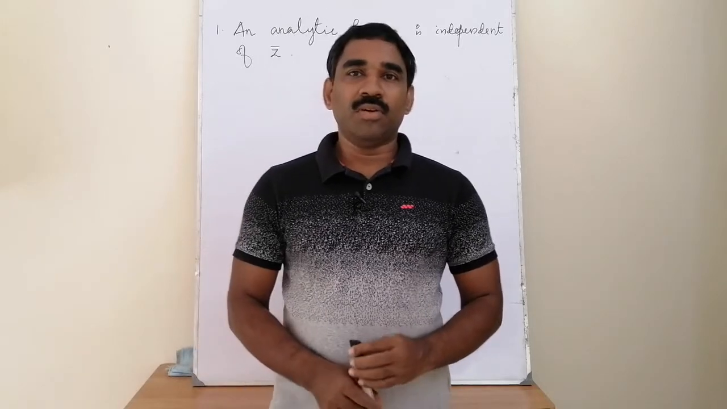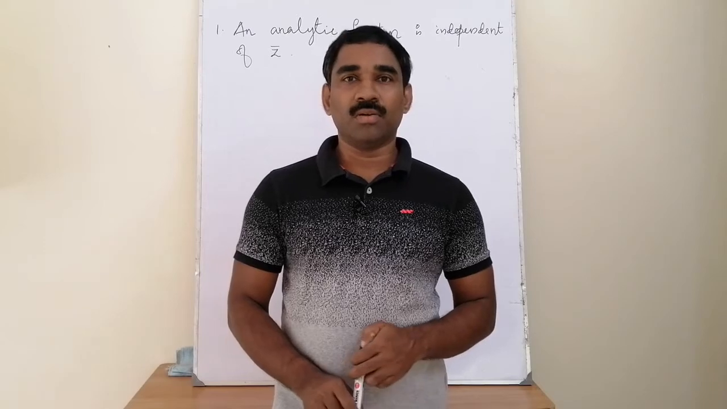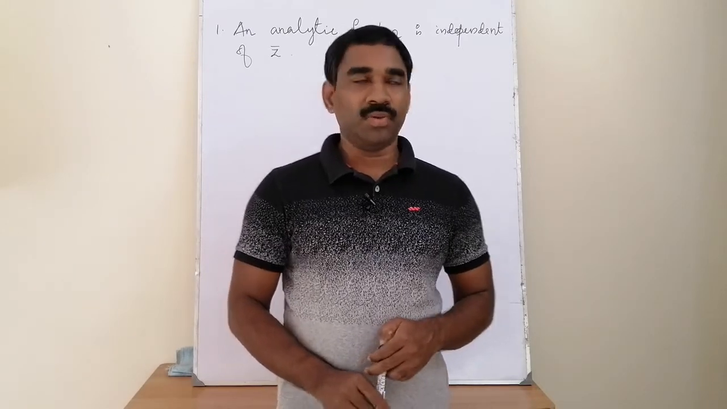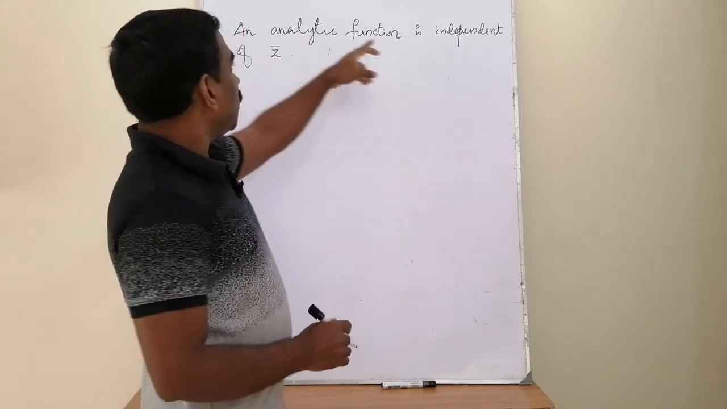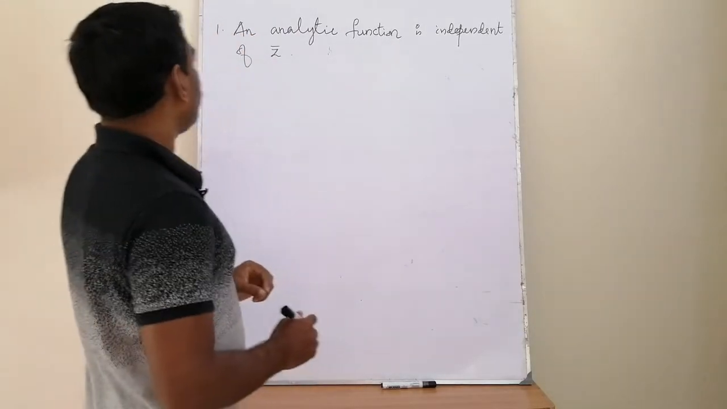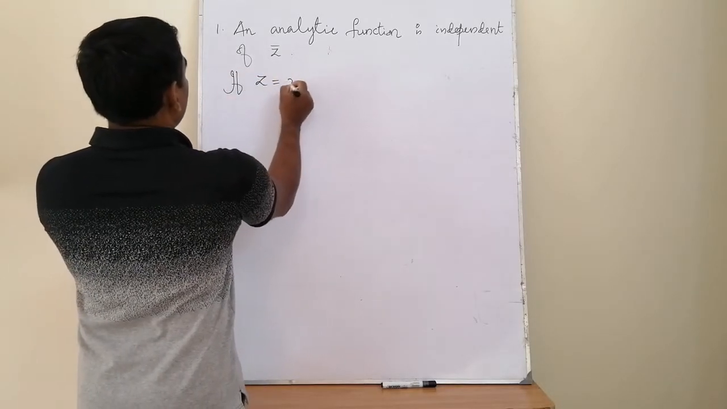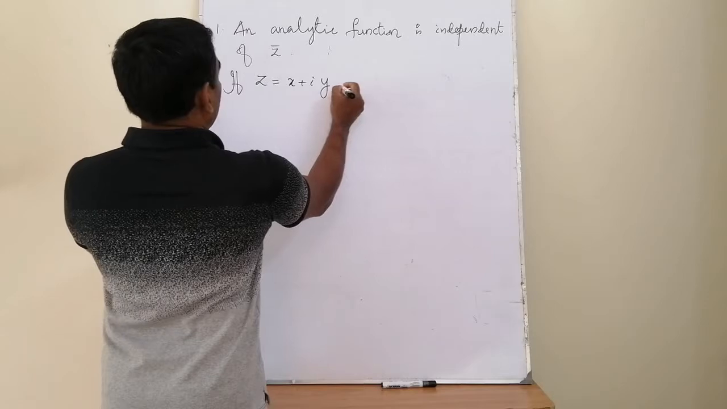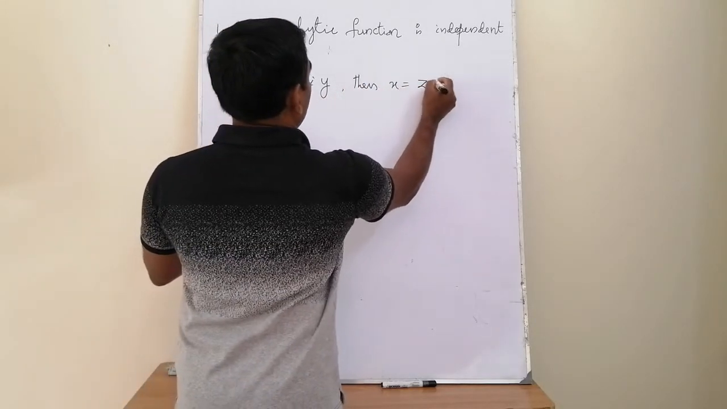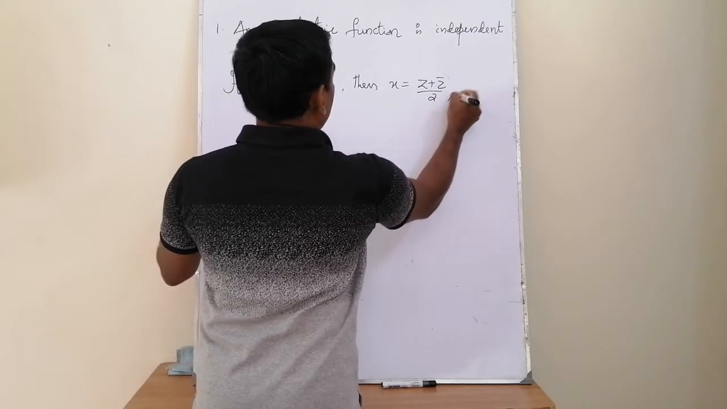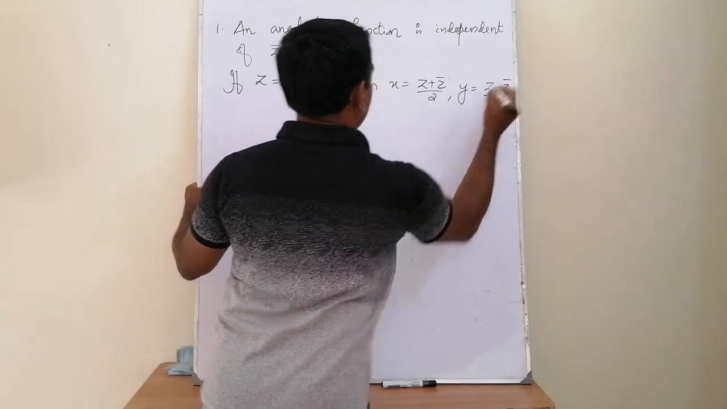In the previous classes, we have already studied analytic functions and how to check whether a given function is analytic or not. Here we discuss some properties of analytic functions. First, we consider the property: an analytic function is independent of z bar. We know that if z is equal to x plus iy, then x is equal to (z plus z bar) by 2 and y is equal to (z minus z bar) divided by 2i.